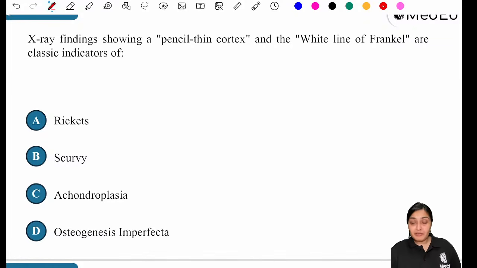We have X-ray findings that show pencil-thin cortex and white line of Frankel. These are classical indicators of which of these diseases? Rickets, scurvy, achondroplasia, or osteogenesis imperfecta. What do you think would be the correct answer over here? Pencil-thin cortex, white line of Frankel. These are the typical X-ray findings of vitamin C deficiency, that is scurvy.